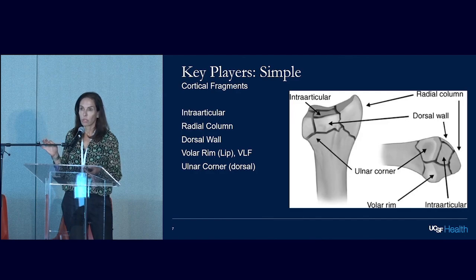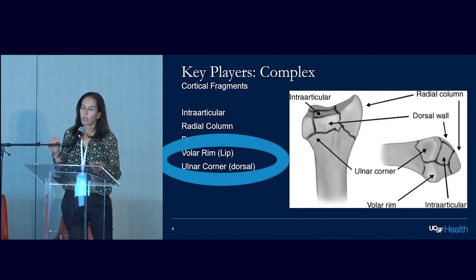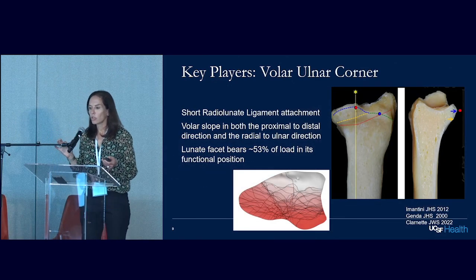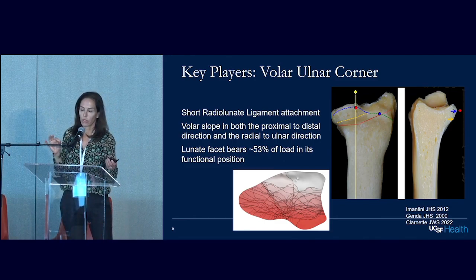All of these fragments are really important to analyze and figure out how you're going to fix. But what I really wanted to focus on for the rest of the talk is that volar rim piece and that dorsal ulnar corner, because those are really critical when you think about your management. These are the 2 most important fragments to think about. So why is that volar ulnar corner really important? I think we all know that's where the short radioulnar ligament attaches. Therefore, if you have a fracture there, the fracture and the carpus tend to follow that piece. That's why we often see volar subluxation when you have a volar Barton piece or an isolated lunate facet piece.